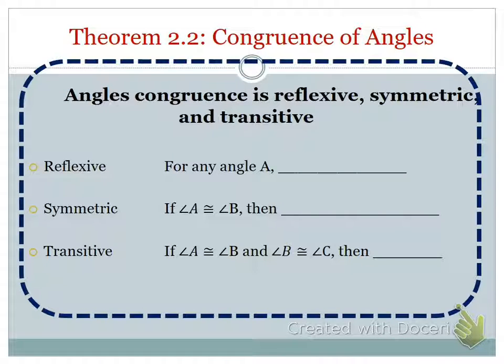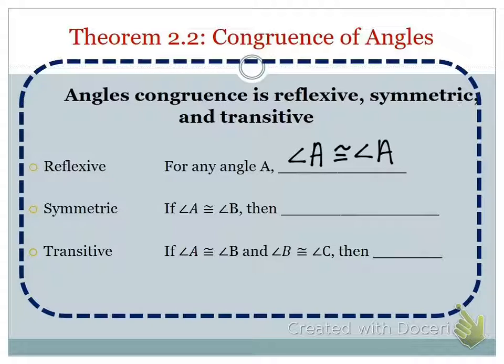All right, some of you may have already started filling this in. Again, these properties are the same properties we've been talking about. This time we're just talking about angle congruence. So for any angle A is congruent to angle A. Notice we don't have that little M in front of the angle symbol. What does the little M stand for? Measure. Measures are equal, objects are congruent.